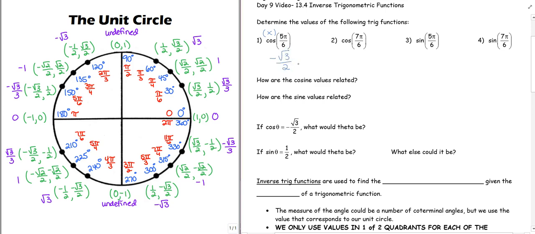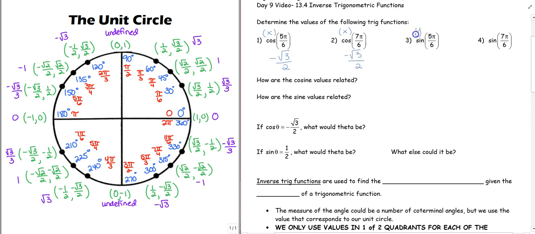All right, so we move on to number 2. We want the cosine value of 7 pi over 6. So again, cosine is the x coordinate. Now we're changing the angle measure. We now want the angle of 7 pi over 6, still in radian mode, so we go around our unit circle. We find 7 pi over 6, which is at 210 degrees, and I want the x coordinate, which again is going to be a negative root 3 over 2.